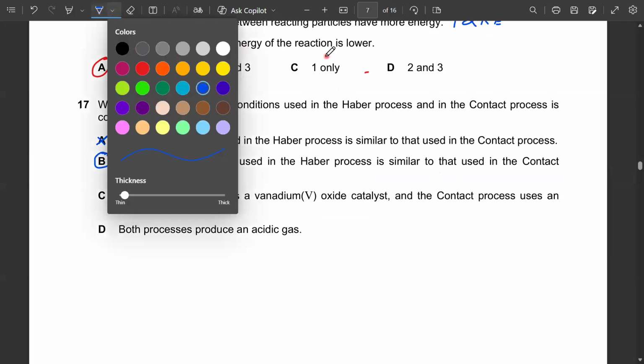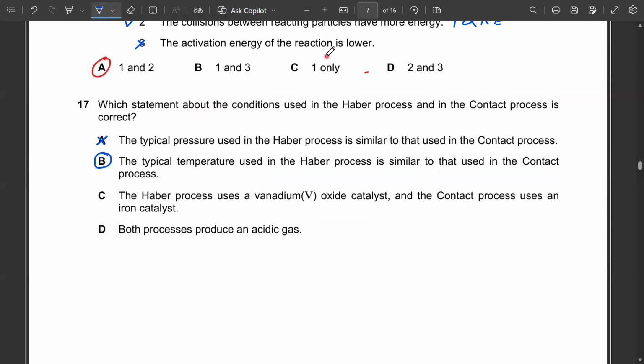C says the Haber process uses a vanadium oxide catalyst, and the contact process uses an iron catalyst. That is a reverse case. Vanadium oxide is used in the contact process, and an iron catalyst is used in the Haber process. That is a reverse case.